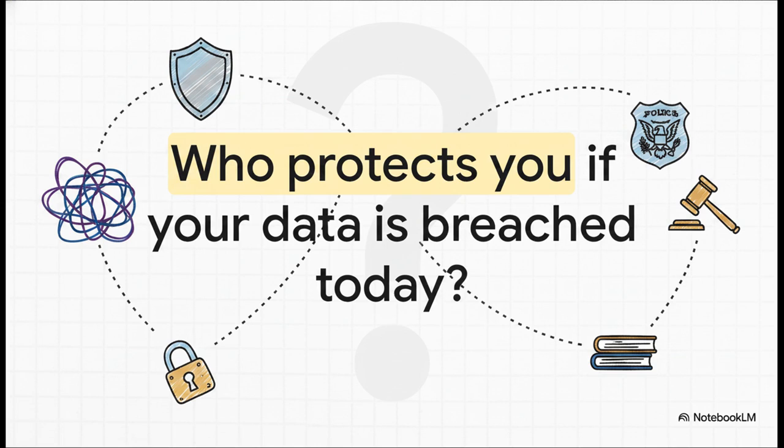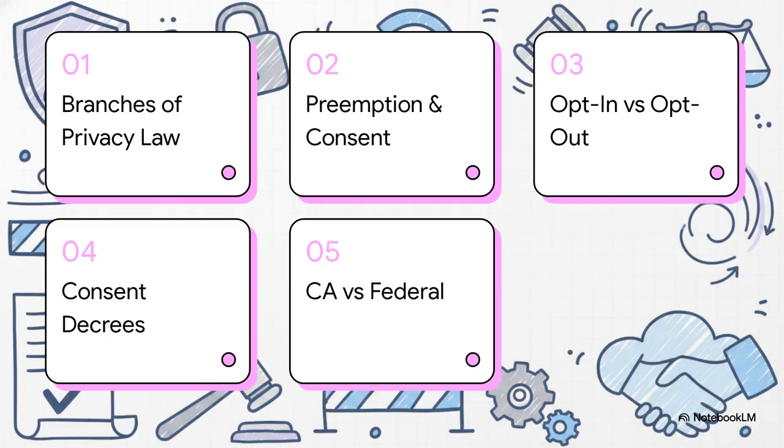It depends entirely on this incredibly complex, overlapping web of rules, and that is exactly what we're going to untangle today. Here's the syllabus for today's explainer. We're going to start with the branches of privacy law, decode preemption and consent, and tackle the whole opt-in versus opt-out debate. Then, we'll wrap things up by looking at enforcement via consent decrees and comparing California versus federal standards.